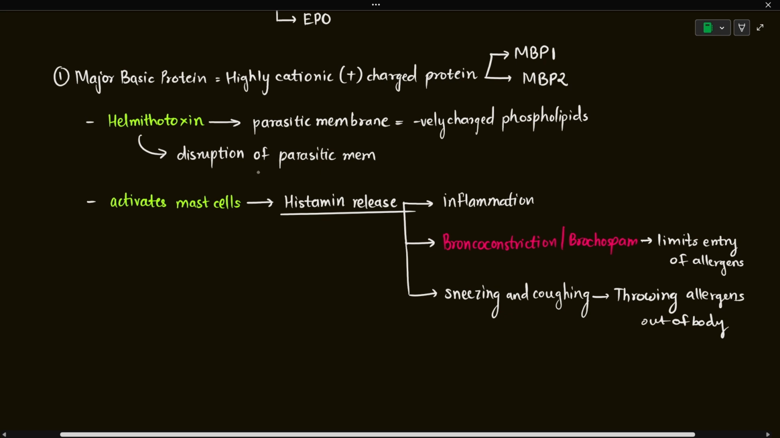So the major basic protein, what does it do? It is a helminth toxin, and it also activates mast cells.